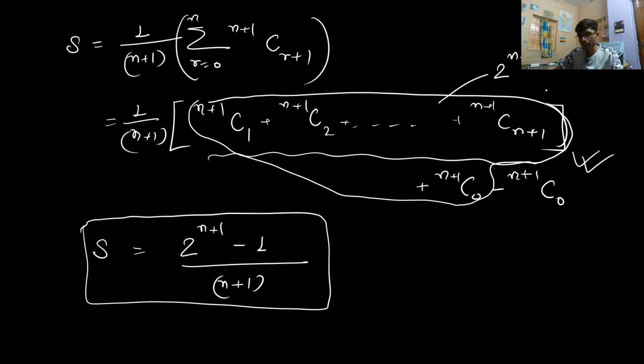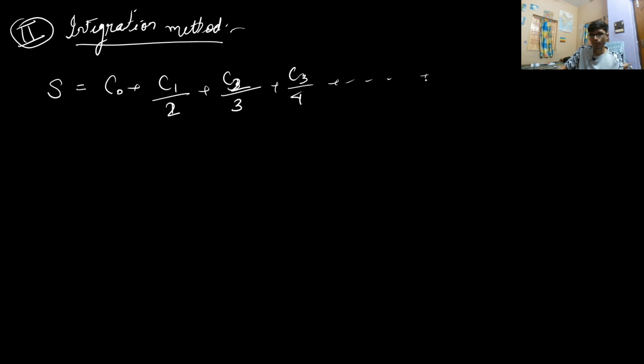Now the second method that I was talking about was the integration method, or an integration approach. So let me write it down as the integration approach. The summation that was given to us in the question was C0 plus C1 by 2 plus C2 by 3 plus C3 by 4, and so on up to Cn by (n plus 1). So this was the summation that was given in the problem.